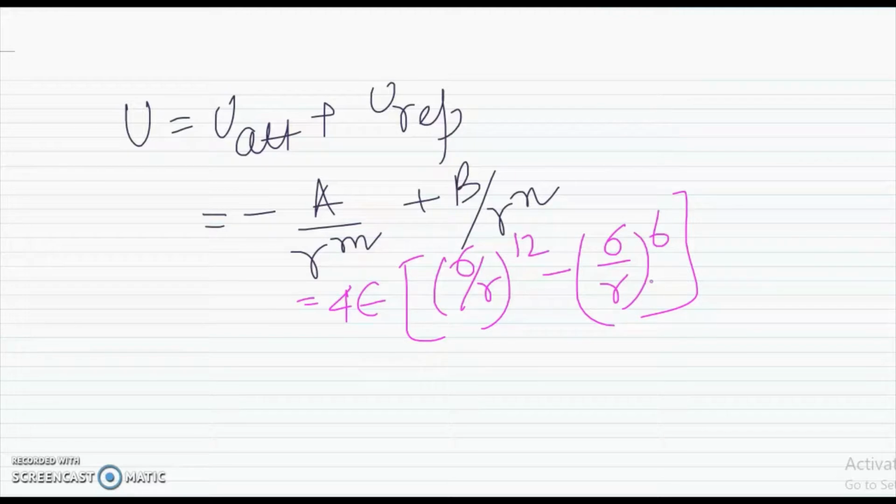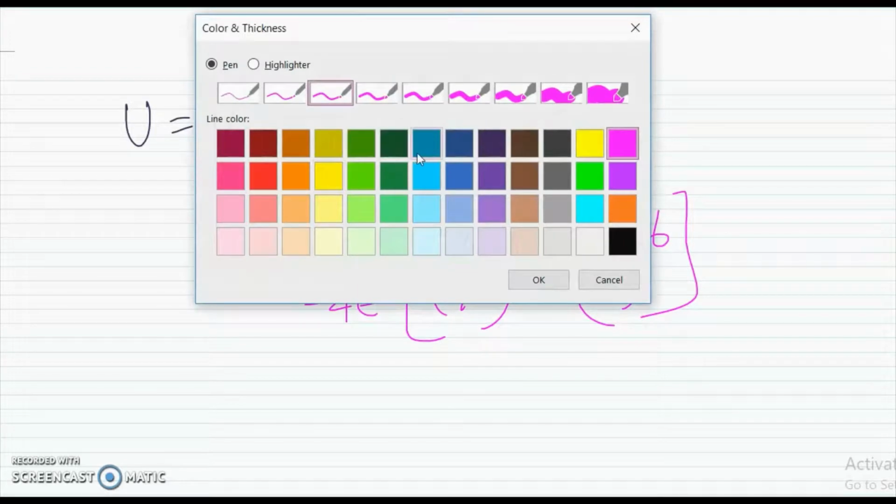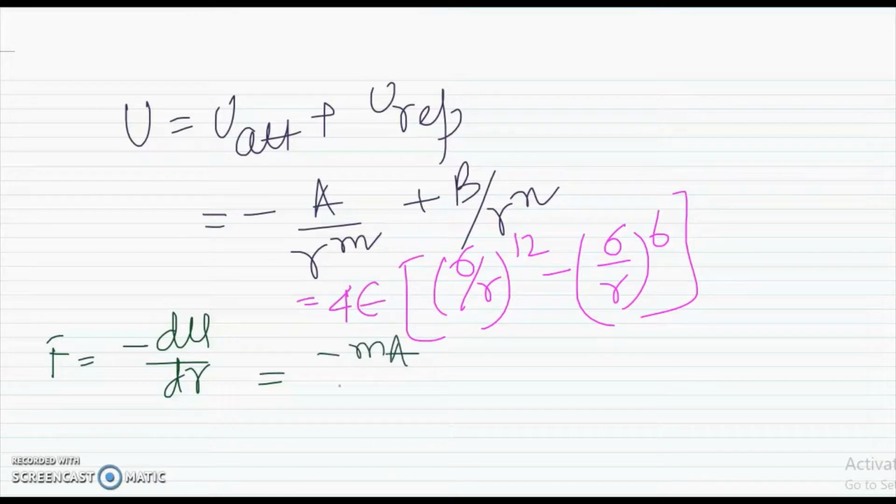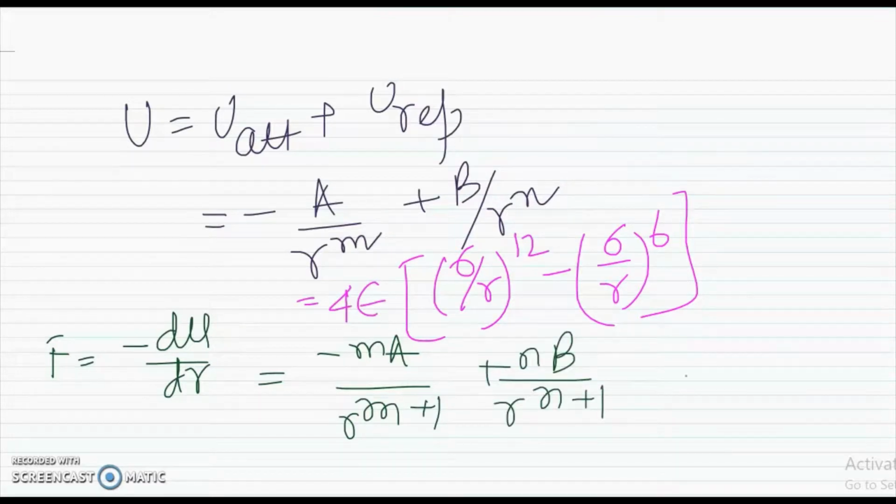So now if we differentiate the total potential energy with respect to distance, we will get the force acting between the molecules, or better to say the atoms. So we can get the force F is equal to minus dU by dR. So what we will get is equal to minus of mA divided by R to the power m plus 1 plus nB divided by R to the power n plus 1. So it is 0 at R is equal to R0. At R is equal to R0, which is the equilibrium distance, the force becomes 0.